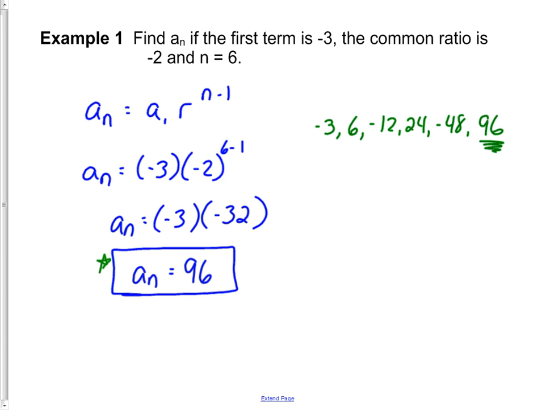Okay? So again, we want to be able to go through and do maybe the 50th term or the 200th term of the sequence. Certainly we don't want to write all those out. That's why we need a formula that will work for geometric series or geometric sequences.